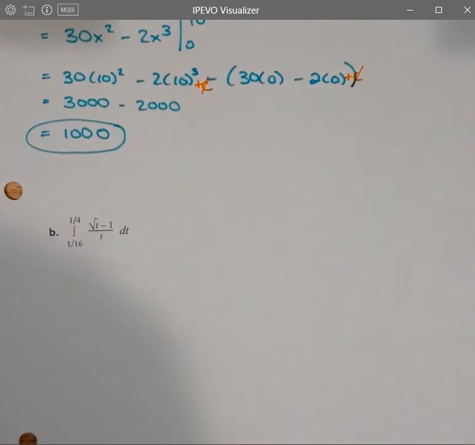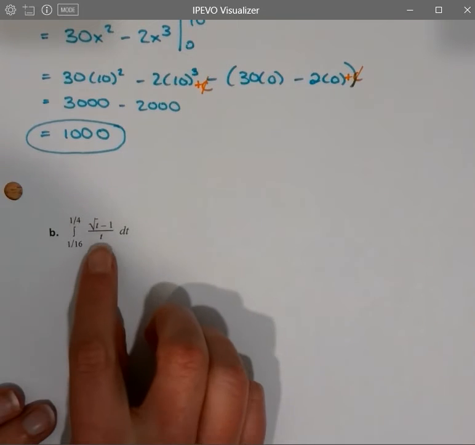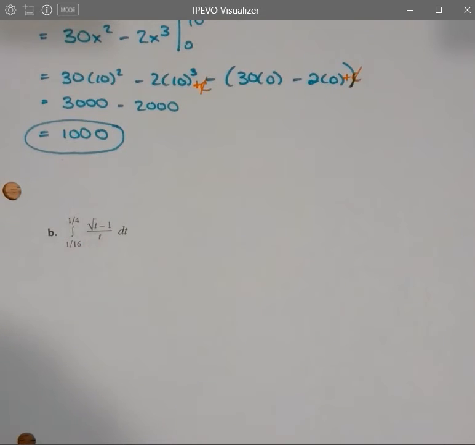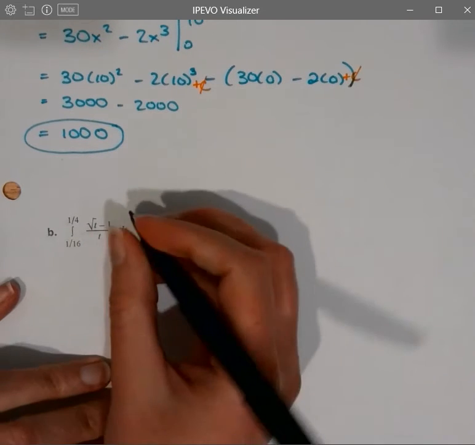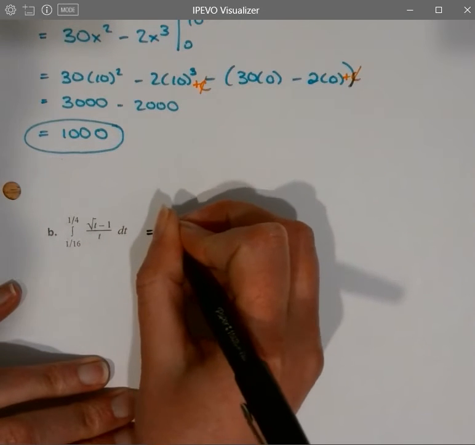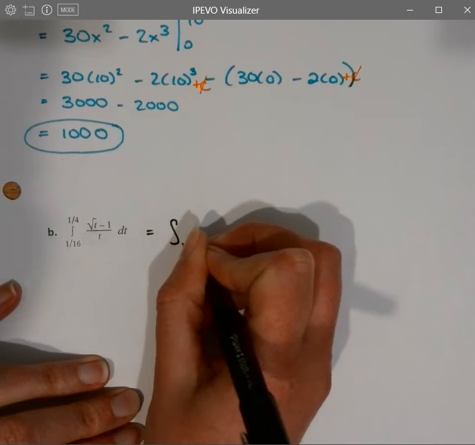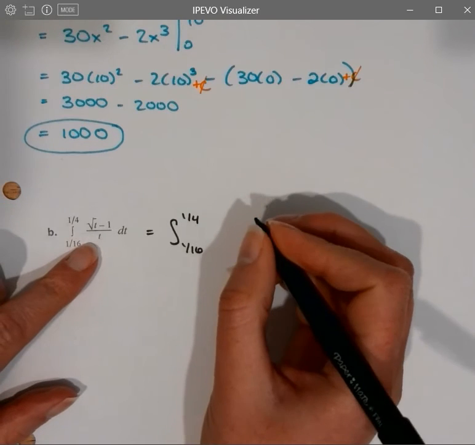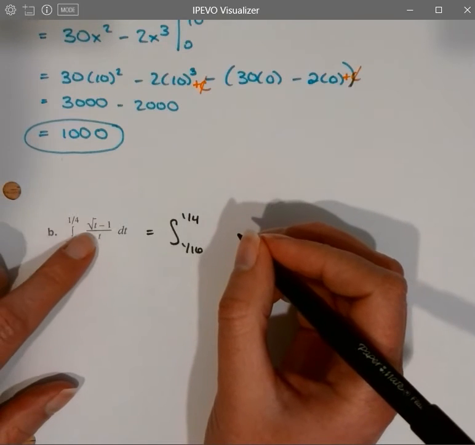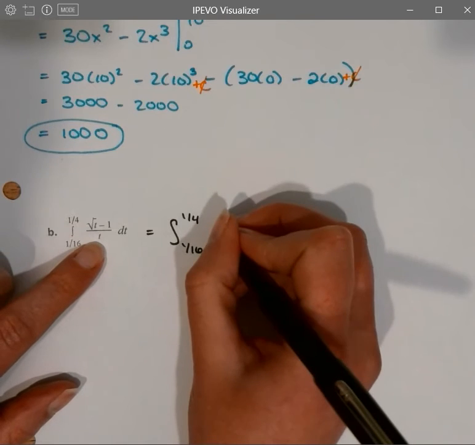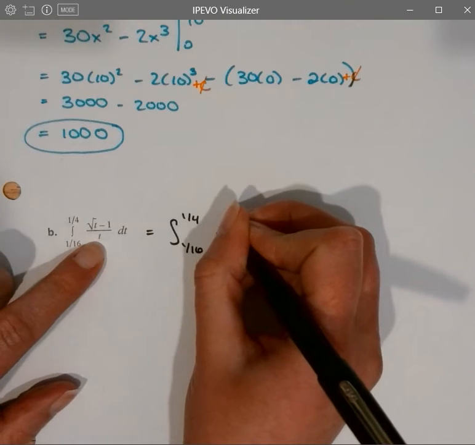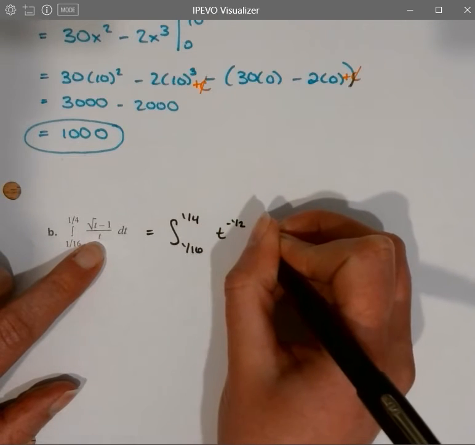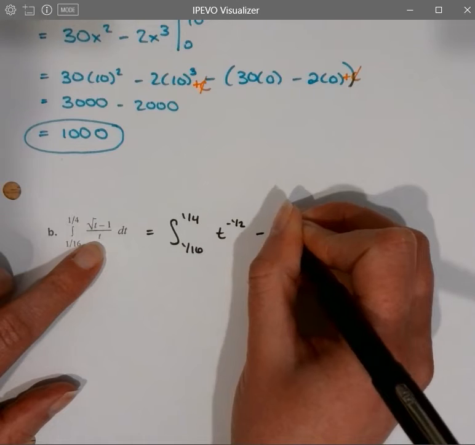All right. Looking at the next part, again, we want to do an antiderivative. We cannot do one in this format, so we're going to rewrite the original. And so we could distribute that denominator. So we're integrating between 1/16 and 1/4 of, okay, so that is t to the 1/2 power divided by t. So that first piece is t to the negative 1/2 power. And then minus 1 over t.